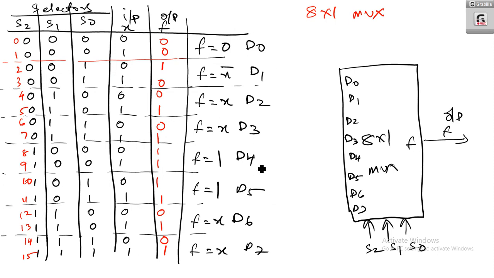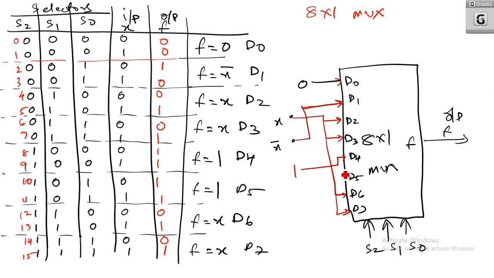Now, for D0, the value is 0. We are having another input, X, and you can have X bar. For the NOT gate, it is not required, you can have X and X bar. Now, X is given to which of them? X is given to D2, D3, D6, and D7. X bar is given to D1 only. Now, for D4 and D5, the value is 1. So this is how we are realizing an expression which is having 4 variables using an 8x1 mux.